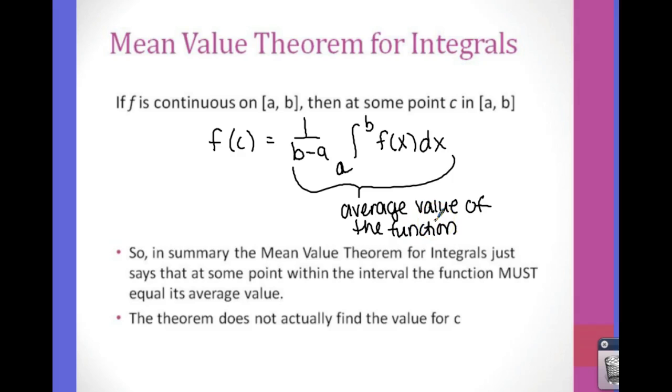So in summary, the mean value theorem for integrals simply states that at some point within the interval, the function must equal its average value. The theorem does not actually find the value for c. It simply proves that c exists.